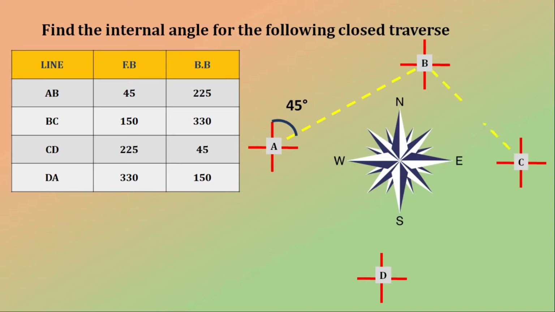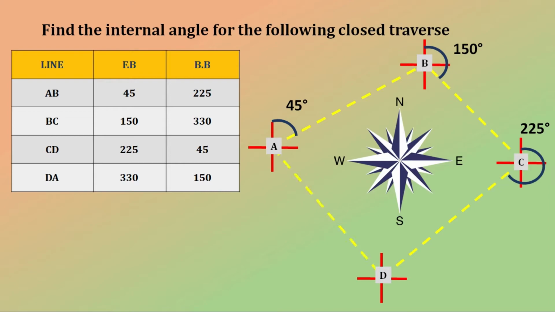Similarly, line BC is given to us with a fore bearing of 150. Line CD has a fore bearing of 225, and for line DA the fore bearing given is 330 degrees. You can see in this figure that all the readings are taken with respect to north, and all the readings are taken in clockwise direction, as per the rule of the WCB system.